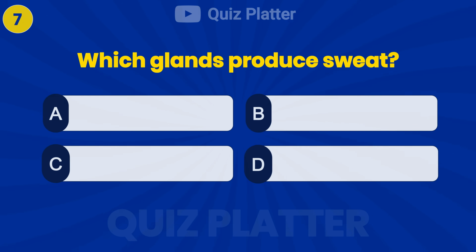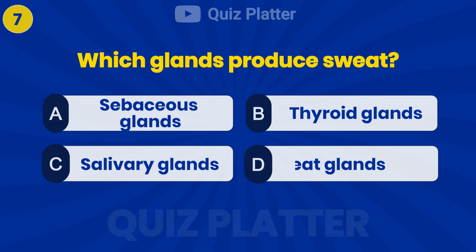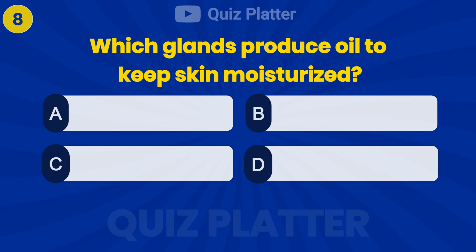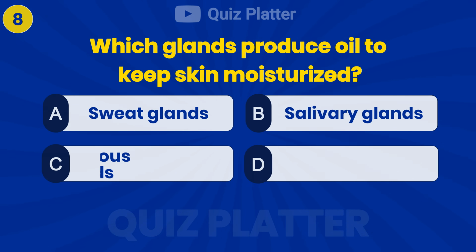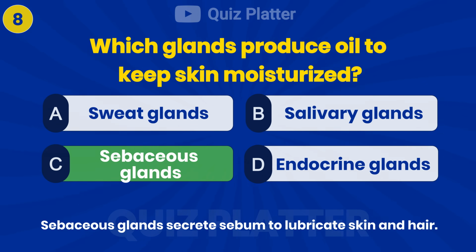Which glands produce sweat? Answer: D. Sweat glands. Which glands produce oil to keep skin moisturized? Answer: C. Sebaceous glands.